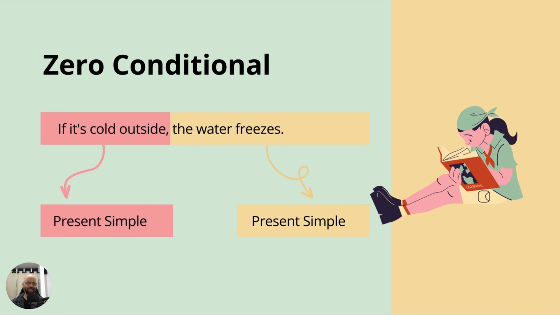Okay, one more example for this conditional type. If it's cold outside, the water freezes. Yes, that's quite logical, right? How cold does it get in your city? Is it cold enough in the winter to freeze water outside?